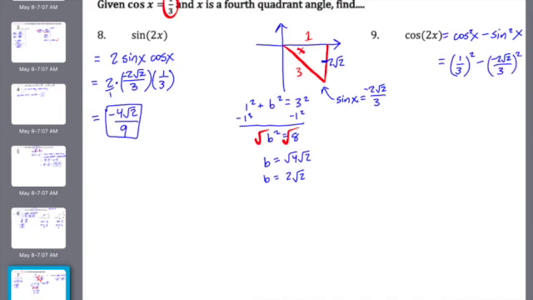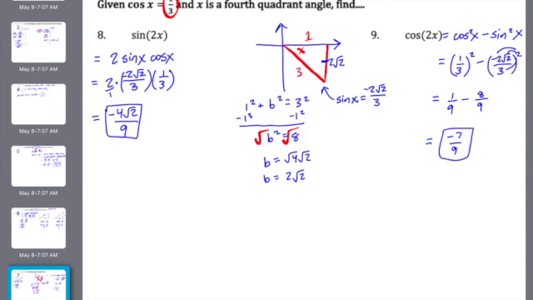So if we square 1/3, we get 1/9. If we square negative 2 root 2, that square actually applies to both of those, so it ends up being 4 times 2, which is 8. And then in the denominator, 3 squared is 9. So that's why I like to use this version, because now notice I have a common denominator and I can just subtract. 1/9 minus 8/9 is negative 7/9. And then I am done.